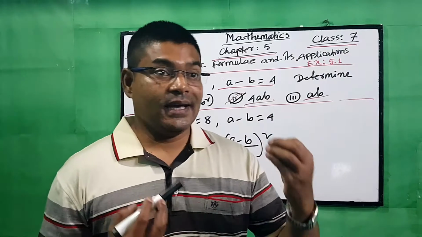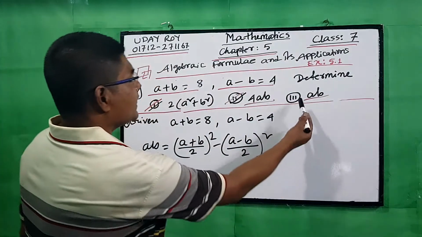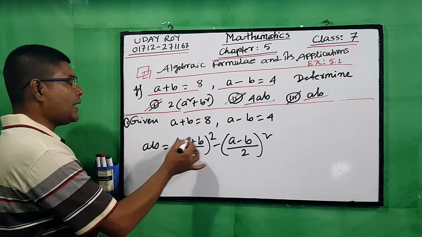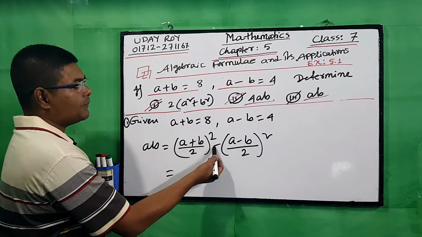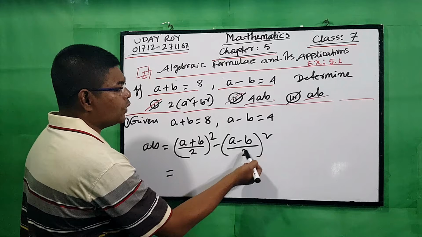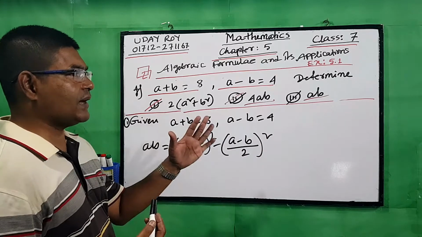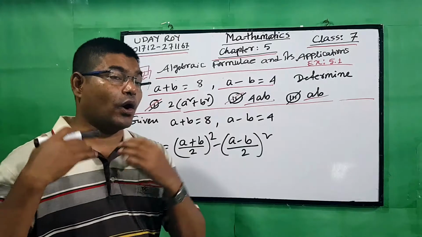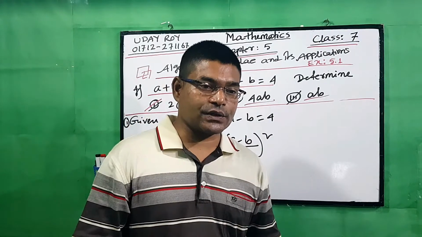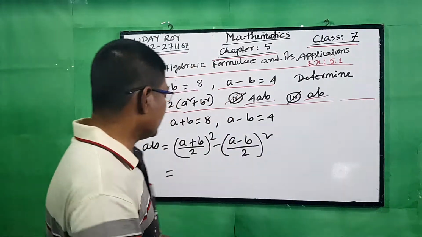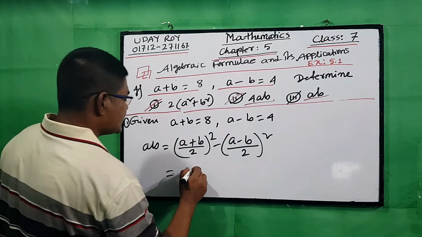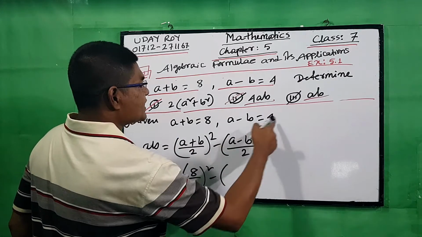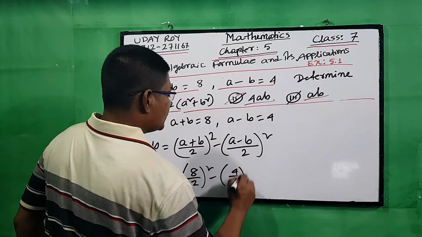Here is AB. AB equal to what? We know AB equal to (a plus b by 2) whole square minus (a minus b by 2) whole square. Just putting the value. You have to keep it in your mind, the AB or 4ab or 2 into a square plus b square. Be careful. So a plus b, here is 8 by 2 whole square. A minus b, here is 4 by 2 whole square.